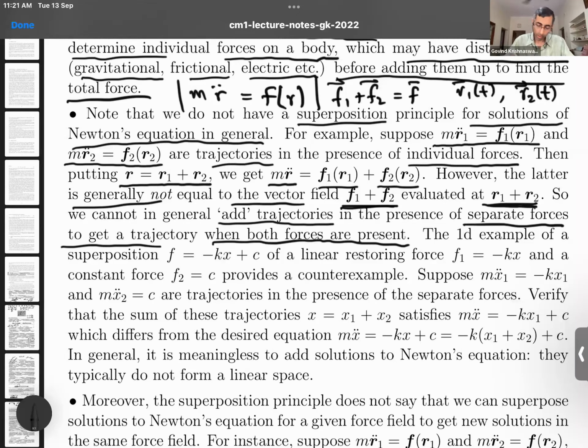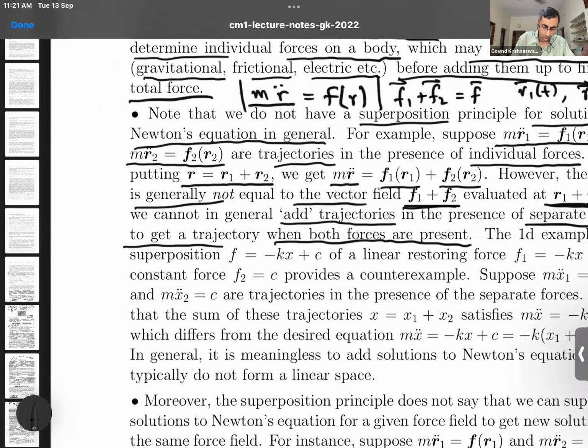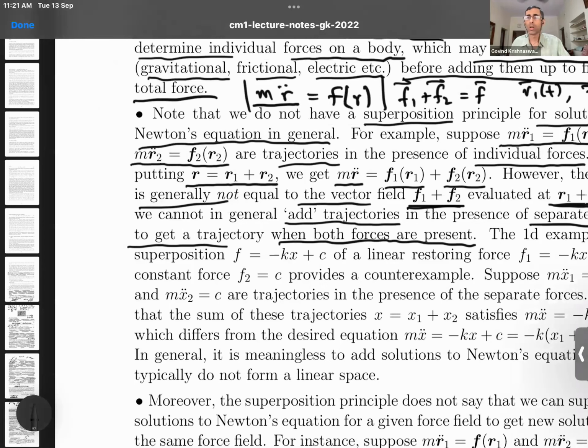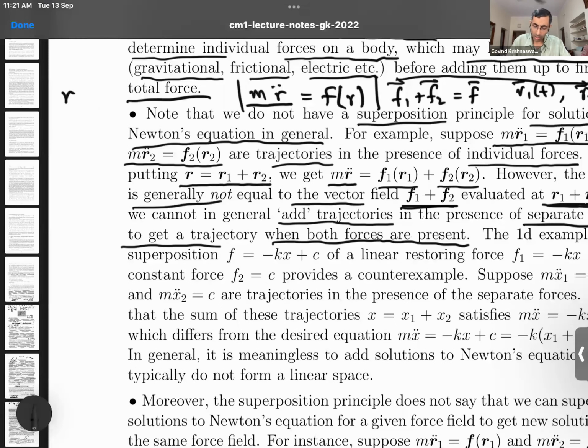Indeed. So now let us look at whether it's a linear equation or not. First of all, what is the unknown quantity? Indeed, r of t is the unknown quantity. So r of t is the unknown. That's what you want to find. So my question is, is this a linear equation for r of t? Could you address that?